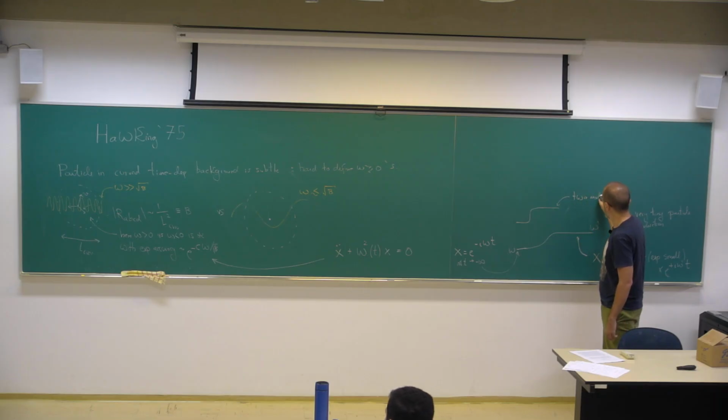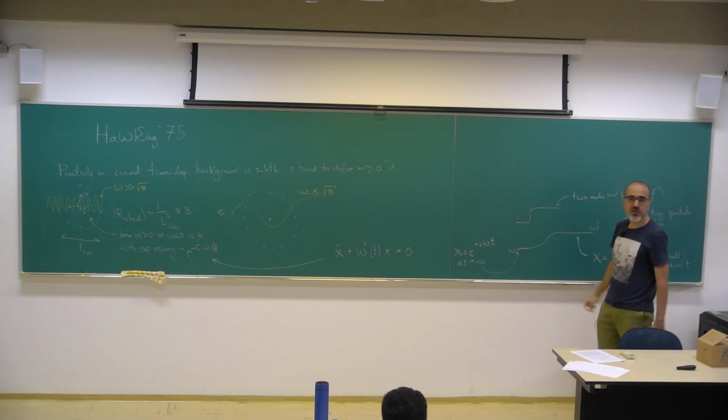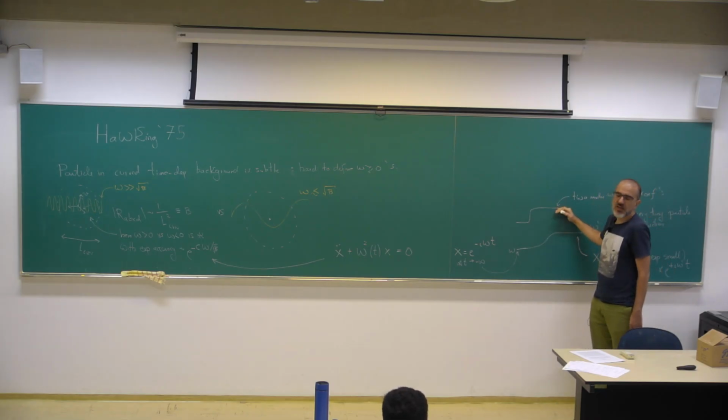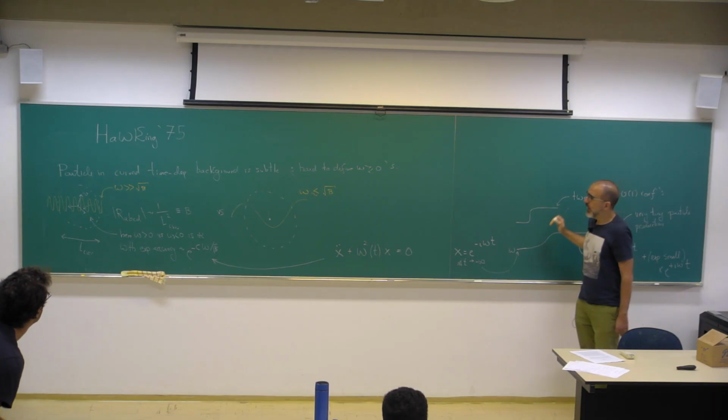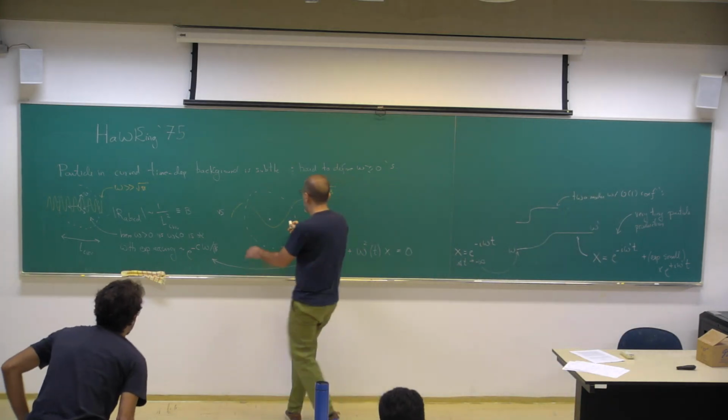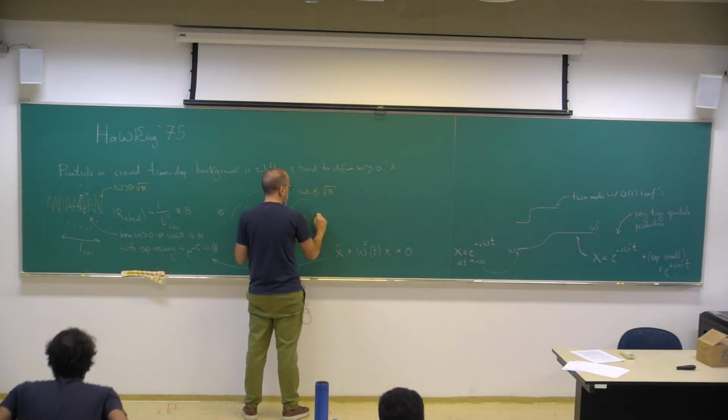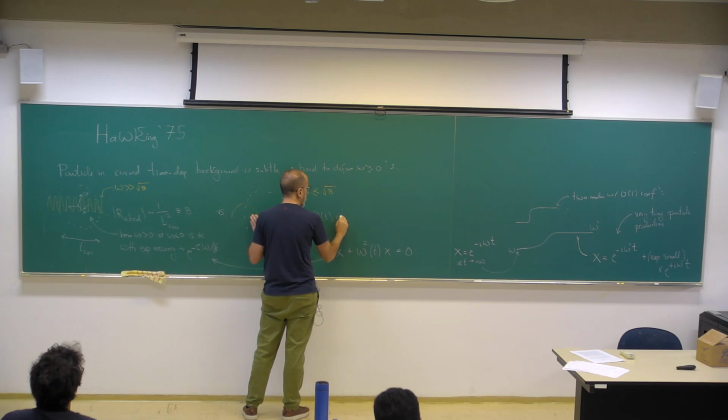On the other hand, if this frequency were to change very dramatically, then here I would have the two modes with order 1 coefficients. So here I start with negative frequency, and here I can have positive or negative frequency. It's more or less order 1. I don't know what I get at the end.